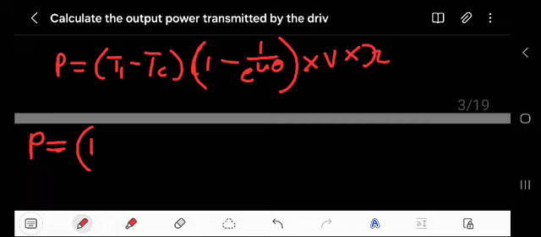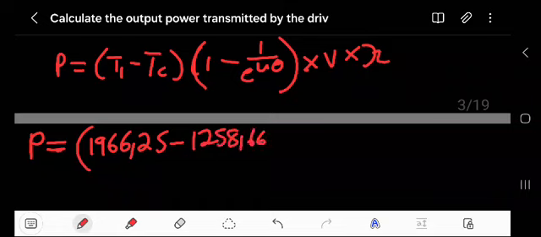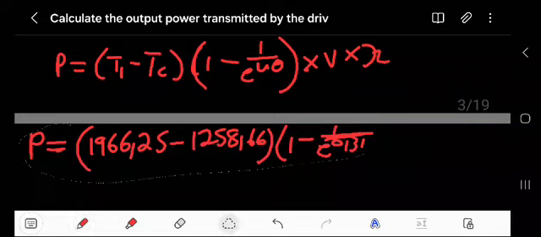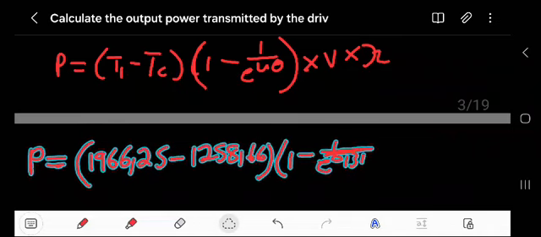T1 we've calculated, we got 1966.25. TC was 1258.66, then into 1 minus 1 over e to the power of the coefficient of friction, which was 0,1, it was 0,31, isn't it? So let me bring this down like this.